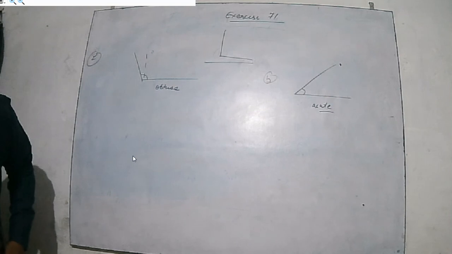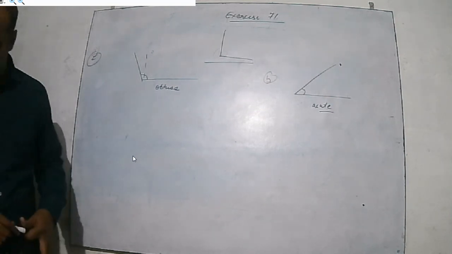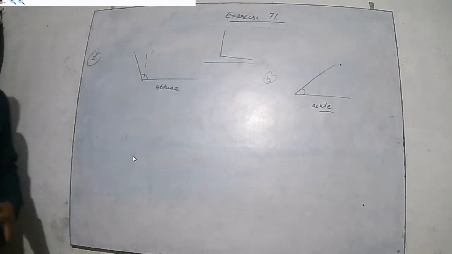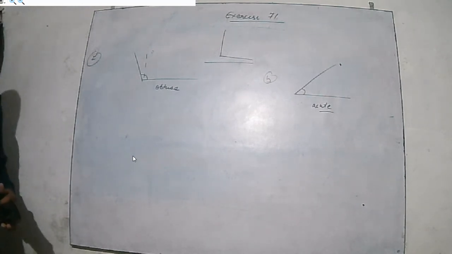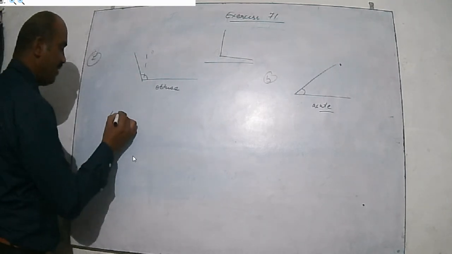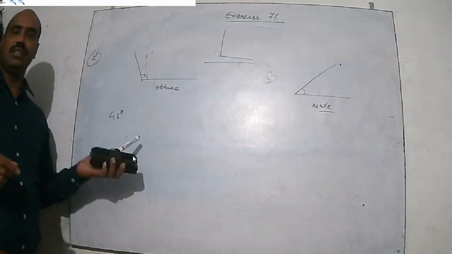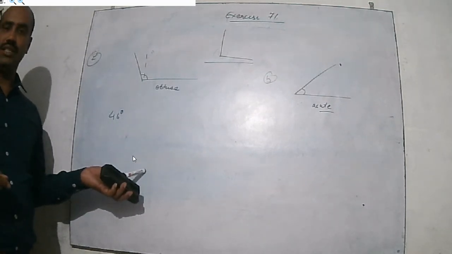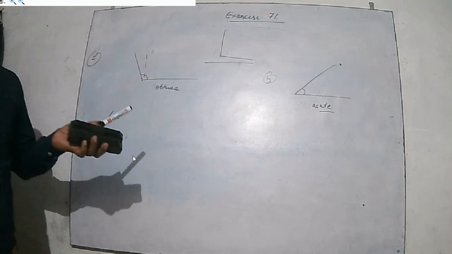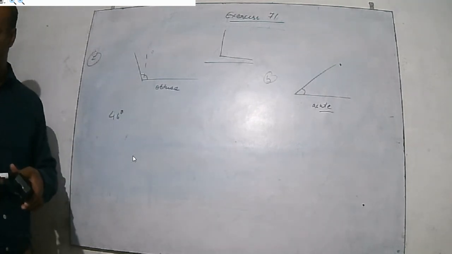Now we come to the next, question number 3. Classify each of the following angles as acute, obtuse or right angle. The same question is given here. If 46 degrees is given here, it means it is less than 90. So it is acute, greater than 0 but less than 90. Next one, if 90 is given here, it is our right angle.